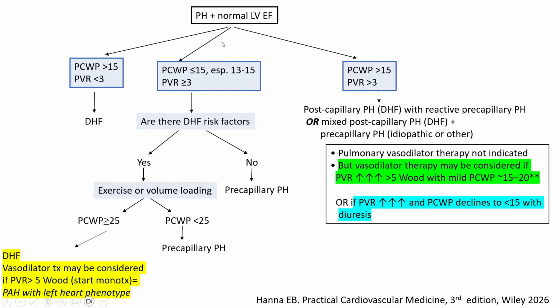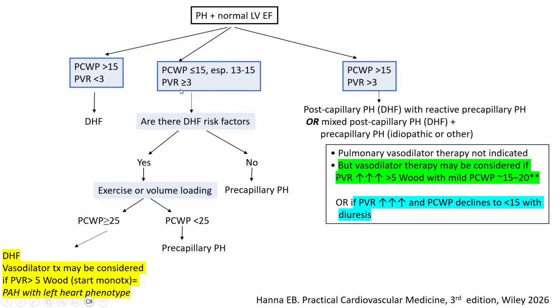So here is my updated algorithm. If you have somebody with seemingly a precapillary PH, but he has diastolic risk factors and you do exercise or volume loading and wedge pressure rises significantly, then you diagnose them with combined pre and postcapillary PH. Yet you would still consider vasodilator therapy in those patients if PVR is more than 5 Wood units and you start it as monotherapy. Those are what we call PAH with left heart phenotype. You may not even do exercise or volume loading in those patients.